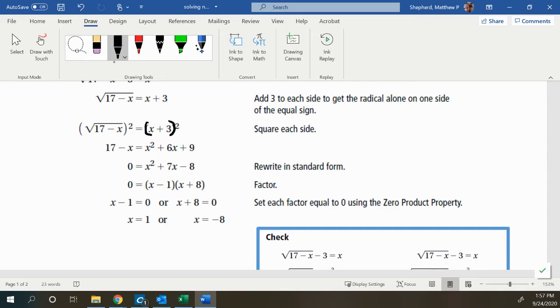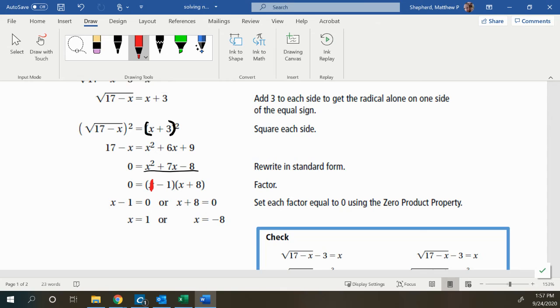So then we got this statement, 17 minus x is equal to x squared plus 6x plus 9. In order to solve this, we want to get all of our variables and constants over on one side so that we can factor. So we added the x to both sides and subtracted the 17. That gave us this equation, which we could then factor into x minus 1 and x plus 8, which is going to have two different answers.